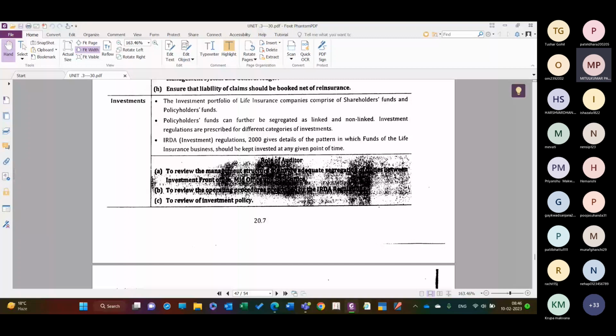Investment regulations are prescribed for different categories of investments. IRDA Investment Regulations 2000 gives the details of patterns in which the funds of life insurance policy should be invested at a given point of time. So जो भी इंश्योरेंस कंपनी में जो भी इंश्योरेंस बिजनेस करते हैं उनको ये गाइडलाइंस है, और वो गाइडलाइन के हिसाब से ही उनको वो करना है, क्योंकि यहाँ पे पब्लिक का पैसा यूटिलाइज हो रहा है.